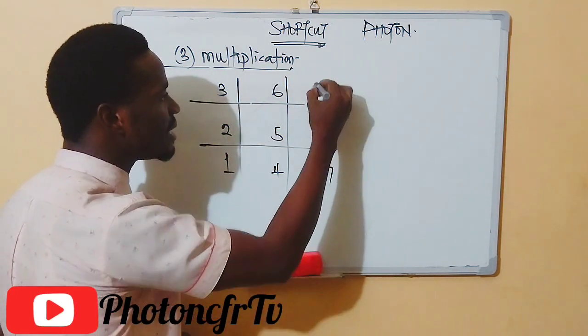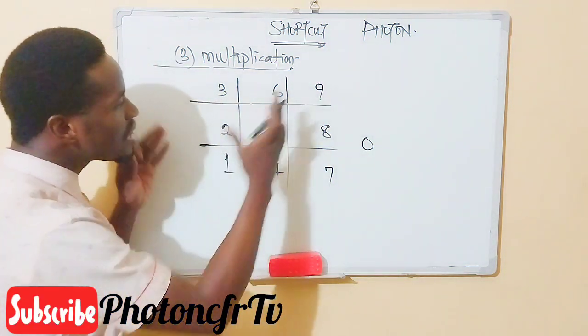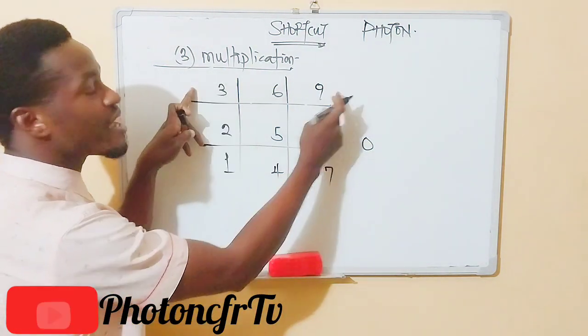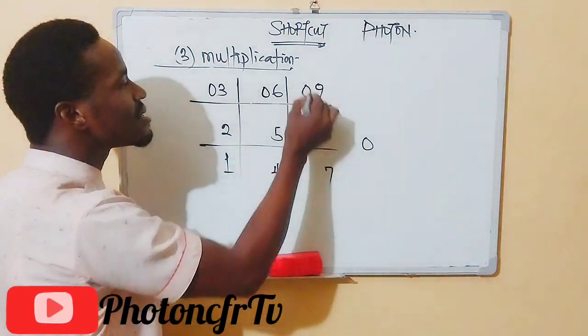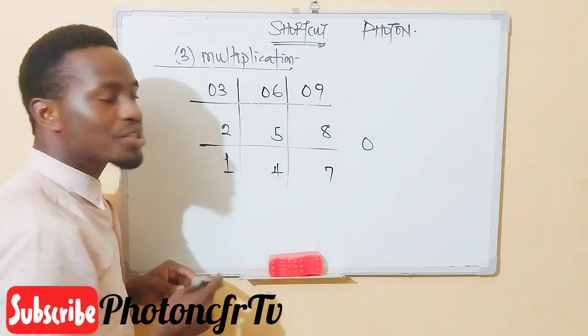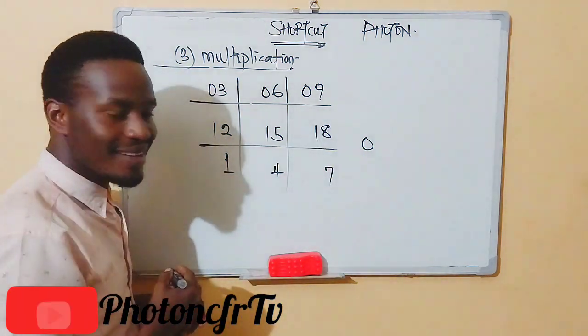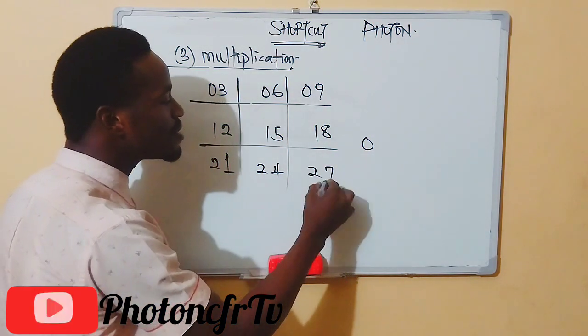7, 8, 9. And place a 0 outside. Now that you've successfully done this, the next thing you're going to do is come to the first row and say 0, 0, and 0. You go to the next row, 1, 1, and 1. You go to the final row, 2, 2, and 2.